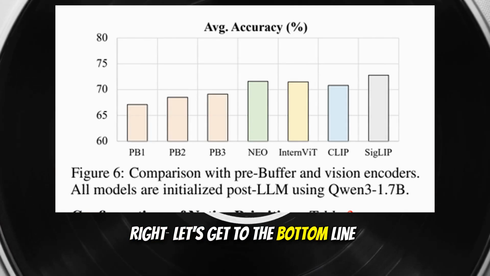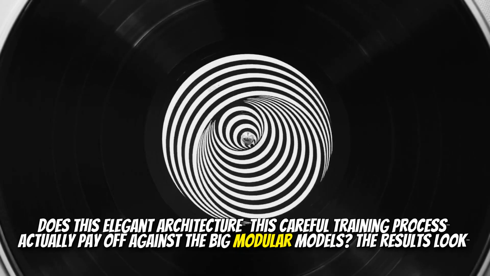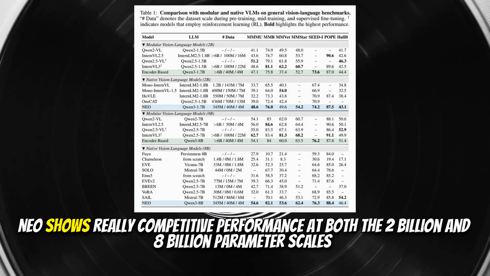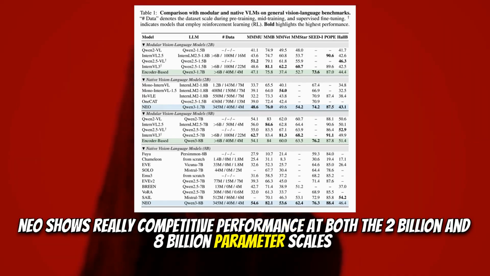Right, let's get to the bottom line, the results. Does this elegant architecture, this careful training process, actually pay off against the big modular models? The results look, well, pretty remarkable, actually. NEO shows really competitive performance at both the 2 billion and 8 billion parameter scales.